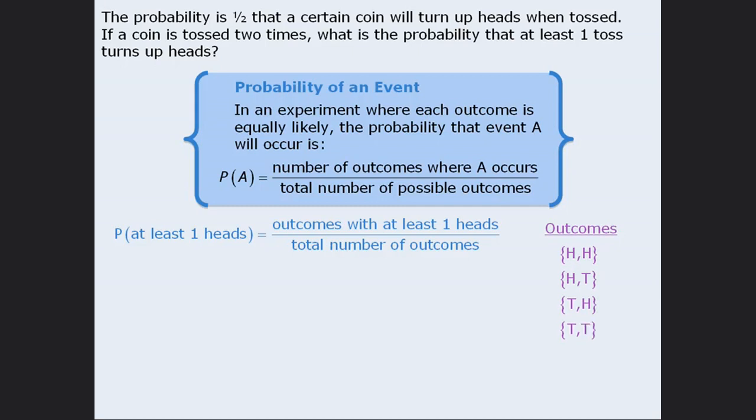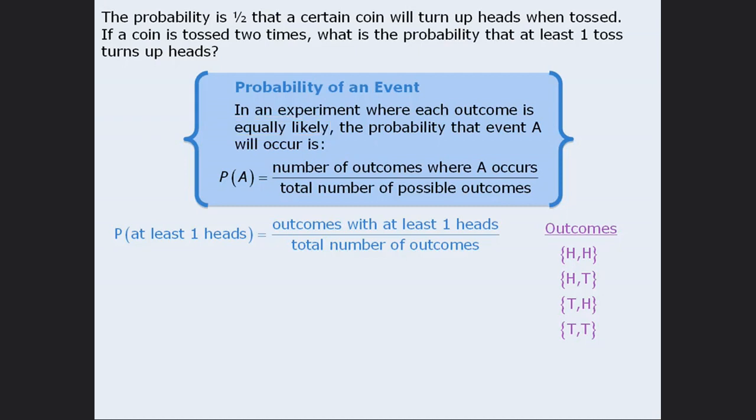Now, before we apply the basic probability formula, we should recognize the core limitation of this formula. It requires that each outcome is equally likely. So let's confirm this. Since the likelihood that a tossed coin will turn up heads is equal to the likelihood that it will turn up tails, all of the outcomes here are equally likely. So we can apply this formula.